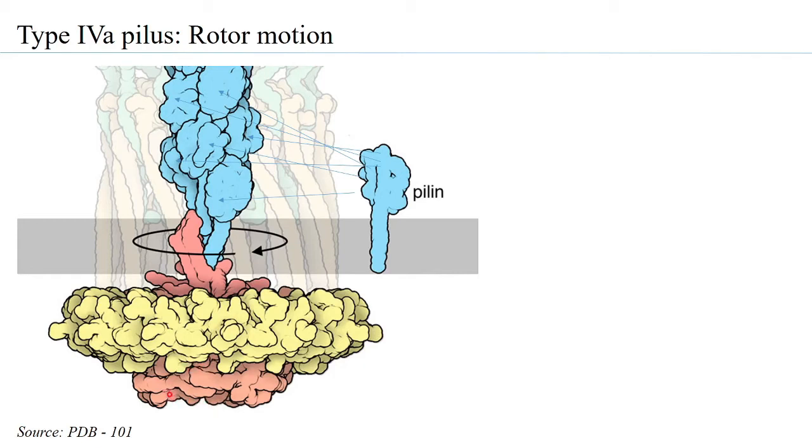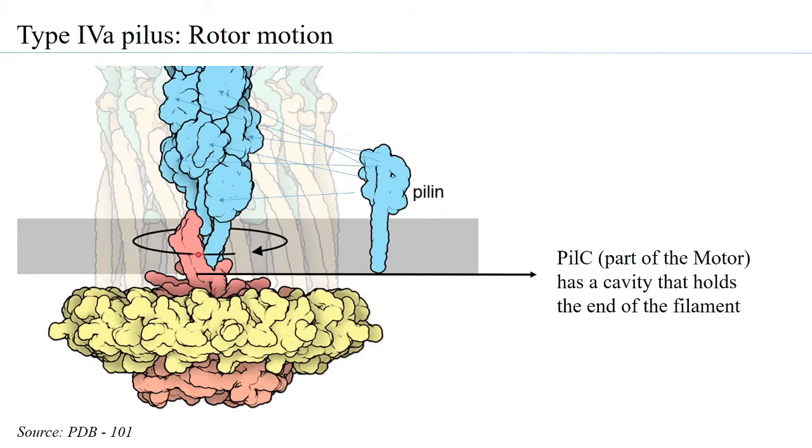The pilin comes from the cytoplasm of the bacteria, where the pilin are formed, and through this secretory or export complex, you have the pilin going out and assembling over here. This red portion that you see is basically PilC, and PilC is part of the motor.